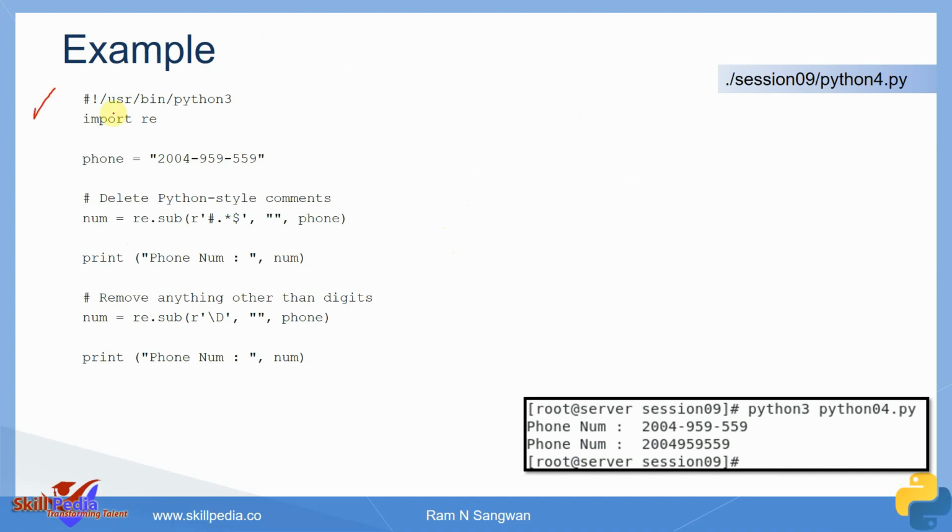And this is the example, regular expression. I demonstrated this example, but this comment was missing; it was there in the program but not mentioned here. So it was deleting the comment, and this removes everything other than the digits.